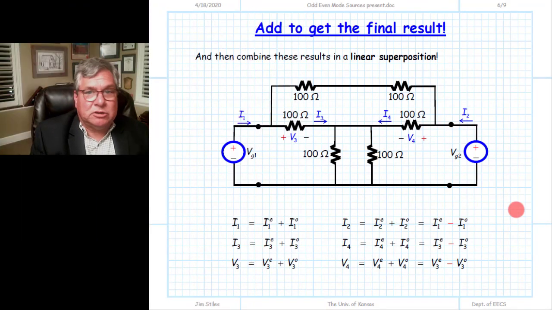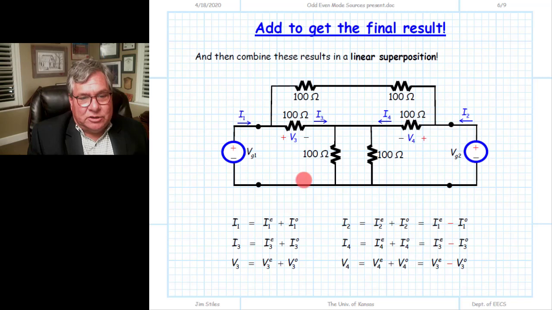So the completion of our superposition is we turn both sources on, even and odd mode, which brings us back to original source voltage VG1 and VG2, and then we go through and we add the odd and even mode solutions for the different currents and voltages. I1 again would be I1 even plus I1 odd and so forth here. On the other side, you take I2 even and I2 odd, but remember I2 even is equal to I1 even, but I2 odd is equal to the opposite of I1 odd.